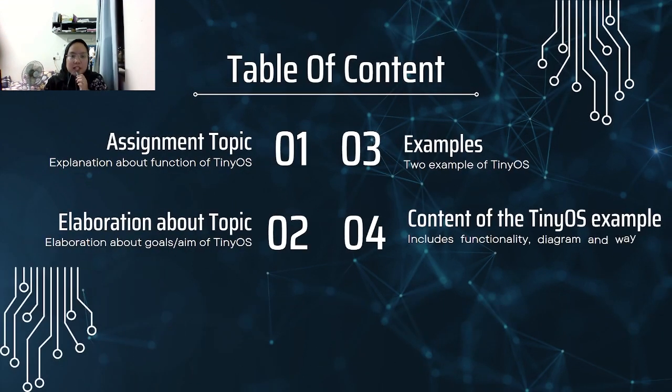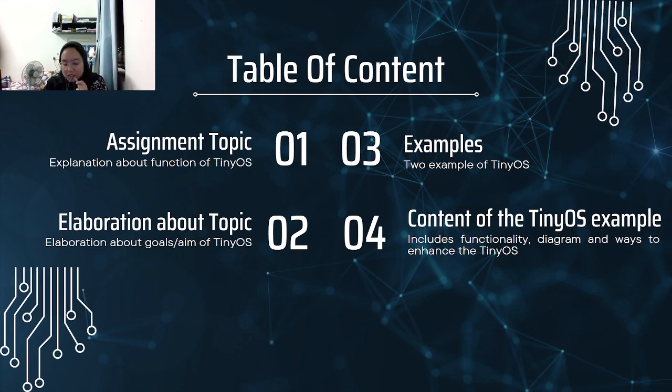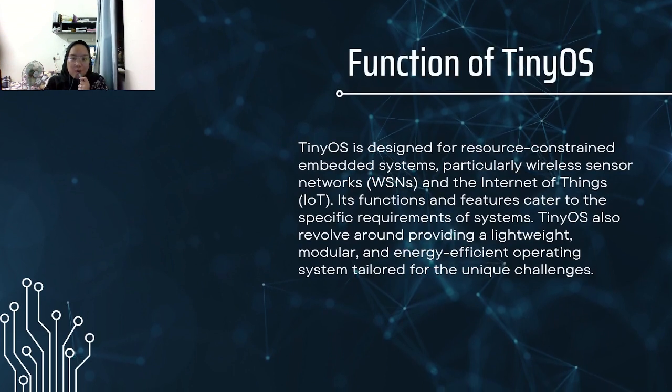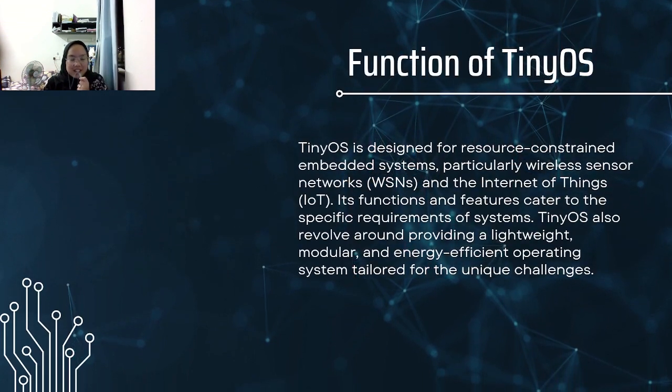This is my table of contents. I have 4 contents in this presentation. First is the topic of this presentation, which is an explanation about the function of TinyOS. Second is an elaboration about the goals and aims of TinyOS. Third is 2 real-world examples of TinyOS. And fourth is the content of the TinyOS example, which will include a functionality, diagram, and ways to enhance the TinyOS.